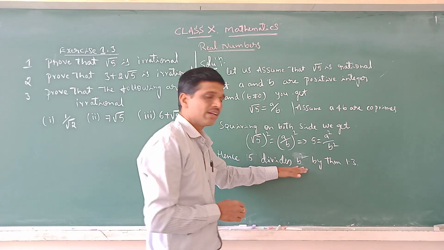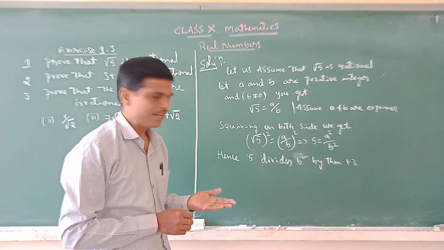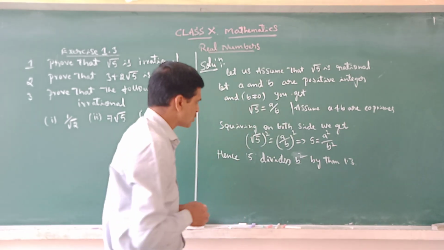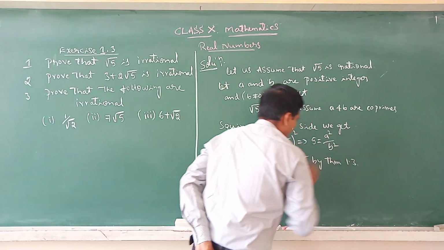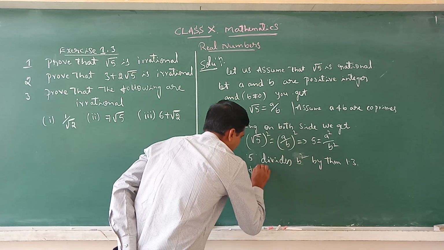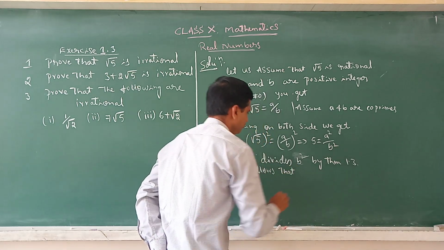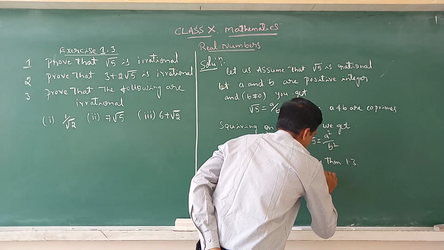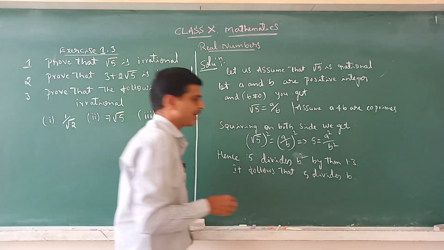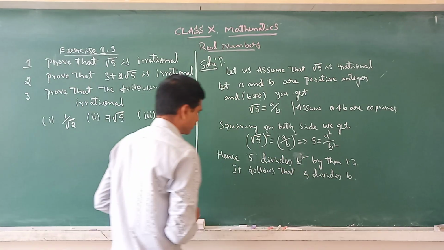We have to prove that a and b are co-prime, but we have taken here, let us assume, that they are integers. So by using 1.3, it follows that 5 divides b.